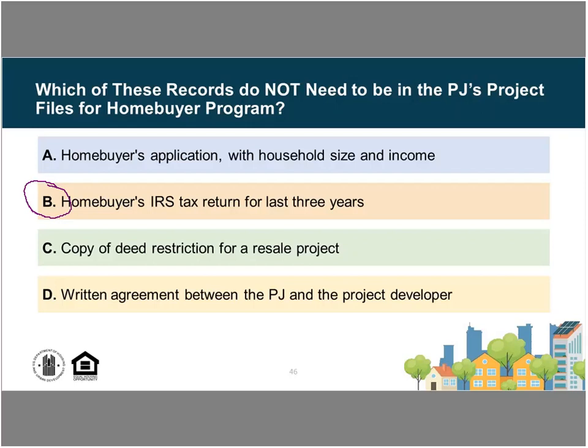Do we think that they're going to get a raise? Do we think they're going to have overtime? We're projecting our income. So we do definitely want to have our homebuyer application. We want to have our household size and the income. We want to have a copy of the deed restriction if we're doing resale. And we always need our written agreements between the PJ and the project developer. So the thing that we do not need is the last 3 years of our tax returns for our homebuyer. Good job, everybody.